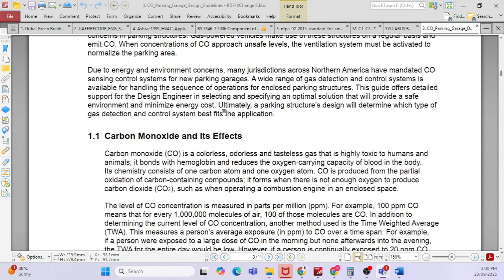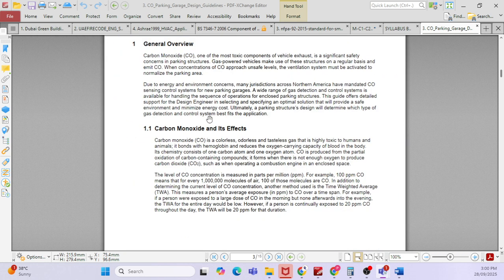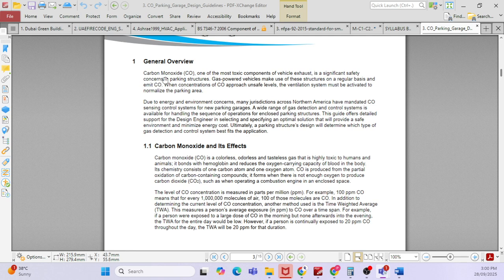But we will see where the carbon monoxide comes from. It comes from the vehicle, right? You can see that carbon monoxide is one of the most toxic components of vehicle exhaust. Whenever a vehicle passes through that area, if it is an enclosed space, there is carbon monoxide generation.